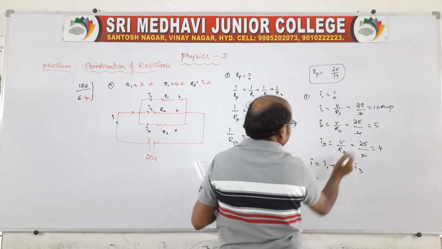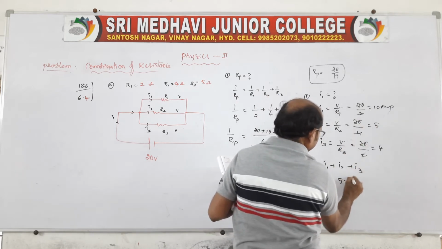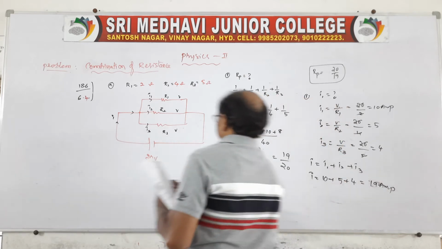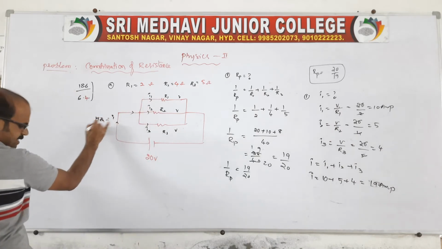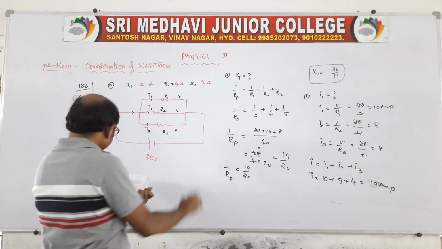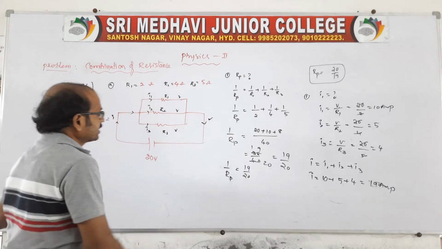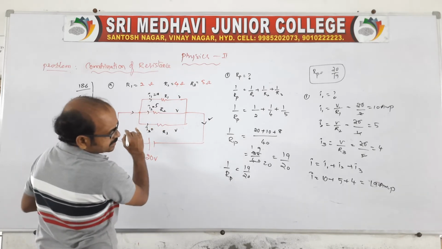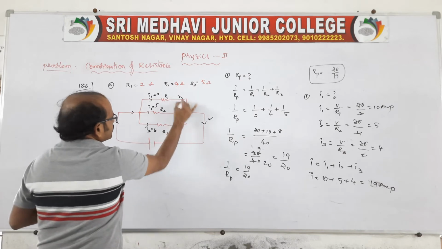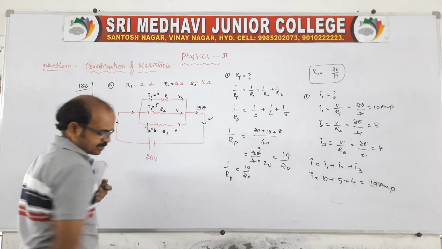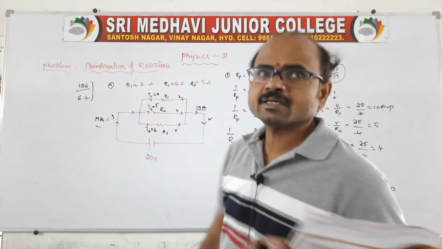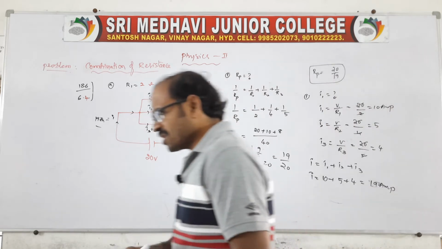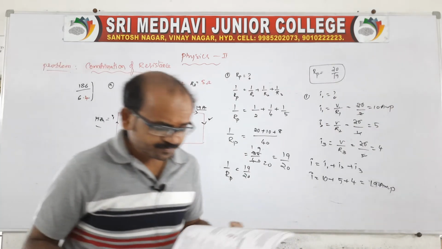So I is equal to I1 is 10, I2 is 5 and 4, so 19 ampere current. How much current is entering here? 19 ampere is entering, and it leaves also the same. Here it is divided as 10 ampere, 5 ampere and 4 ampere. You add all of this and again we get the same 19 ampere. I told you very clearly: whatever current is entering must leave from the other end. So this is related to the parallel combination, right?